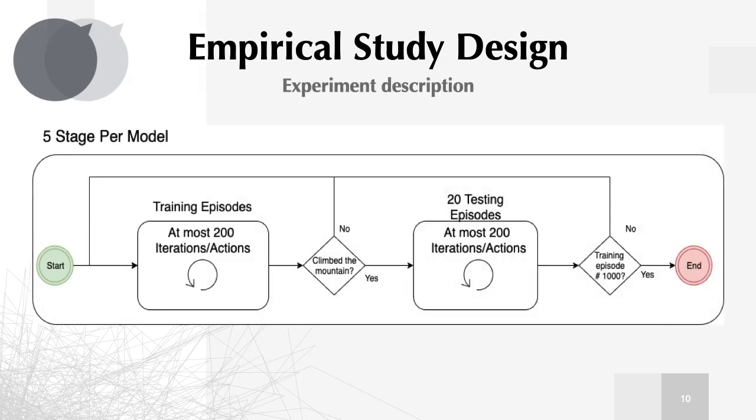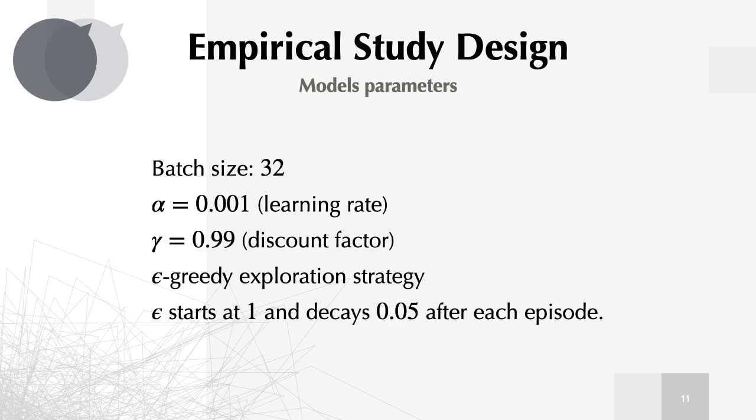Now, for collecting the data, we train and test the models in sequences of iterations, episodes, and stages. So, we start training performing at most 200 iterations or actions per episode. If during a training episode the truck climbs the mountain, then we perform 20 testing episodes. And this will happen 1,000 times as we use 1,000 training episodes. And also we use 5 stages per model, understanding a stage as this whole process of training and testing. These were the training parameters that we use for the models.